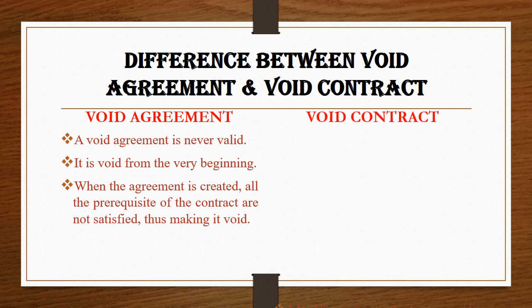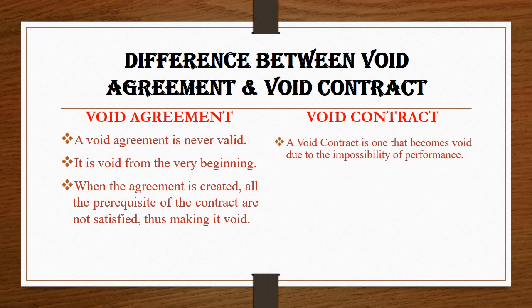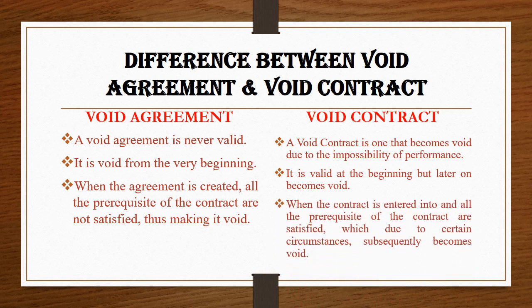Void contract. A void contract is one that becomes void due to the impossibility of performance. It is valid at the beginning but later on becomes void. When the contract is entered into and all the prerequisites of the contract are satisfied, it subsequently becomes void due to certain circumstances. So, a void agreement is void from the beginning itself, whereas the void contract is valid at the beginning, but later, because of some circumstances, it becomes void.